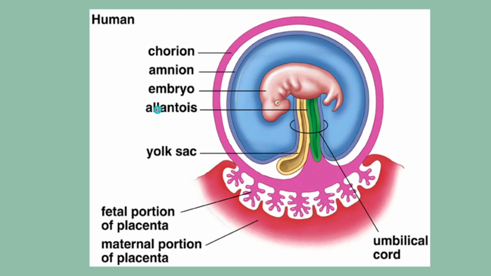And then another one is the allantois. Normally the allantois forms the umbilical blood vessels that play a major role in connecting the mother's part and also the fetus part for gas exchange, also nutrient absorption, all that.